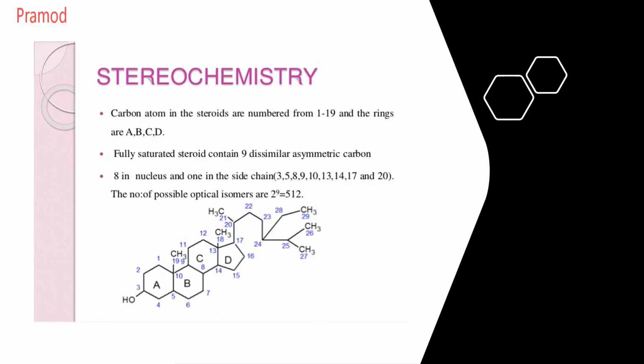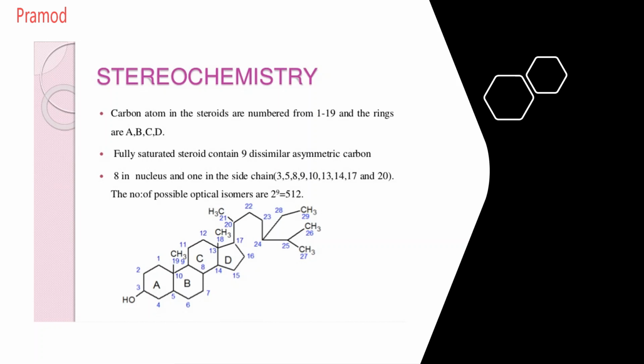Now the stereochemistry. What does it say? The carbon atoms in the steroid rings is 19. So in the steroidal ring there are 19 carbons, 17, and the 18 and 19 are at the 10th and the 13th position, where there are methyl groups.